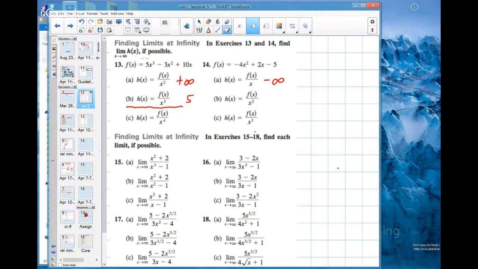Let me just demonstrate that to you real quickly. If you're wondering, am I way out in left field here? I'm going to just copy the function 5x cubed minus 3x squared plus 10x, and on the bottom, we've got x cubed. So let me just show you in Desmos.